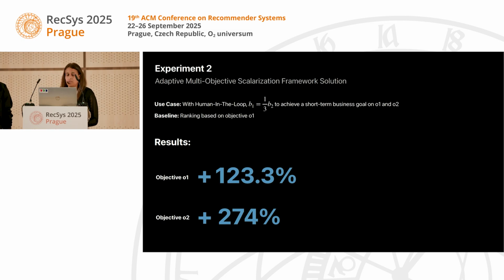Now let's take a look at this case where we do have human-in-the-loop intervention, and our decision makers wanted to influence objective 1 such that objective 1 had 1/3 of the value of objective 2, or in other words, objective 2 is 3 times the weight of objective 1.